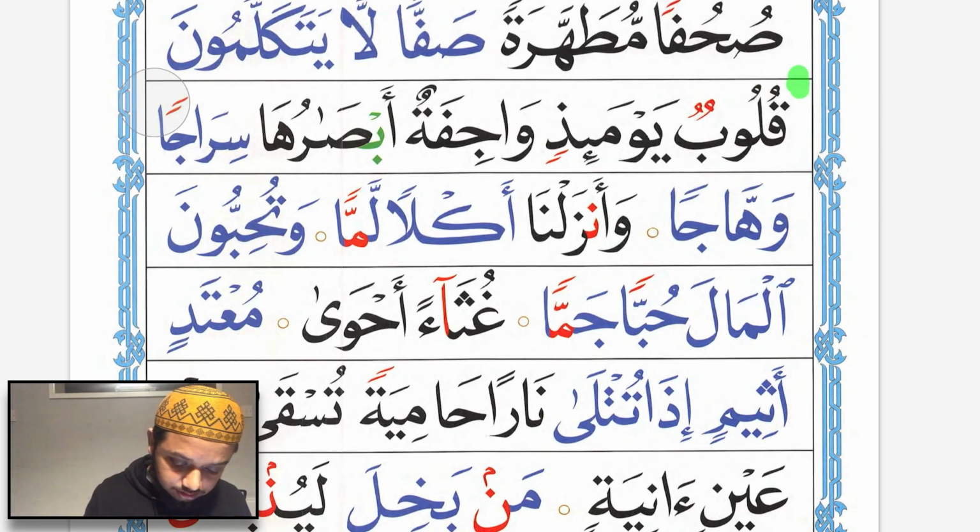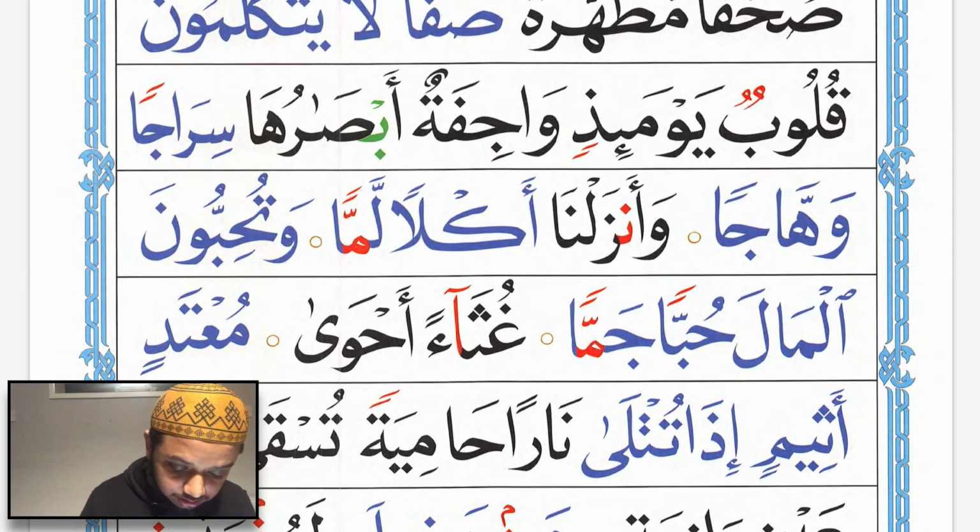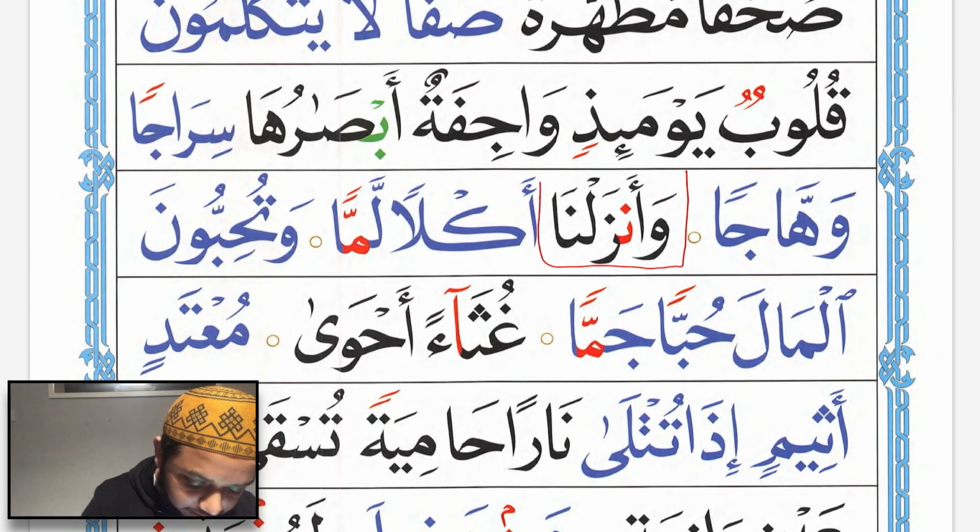So let's erase the previous lessons and look at the first example. Let's have a look at this word. It says wa anzalna. So we can see here wa an. This is a noon sakin. This is noon with a sukoon. We know it's sukoon because it has no fatha, no dhamma, or no kasra. Sukoon is the absence of a vowel, so we know it's noon sukoon.